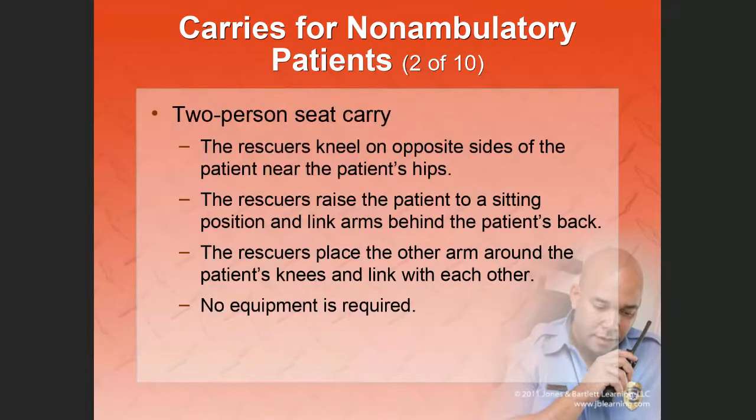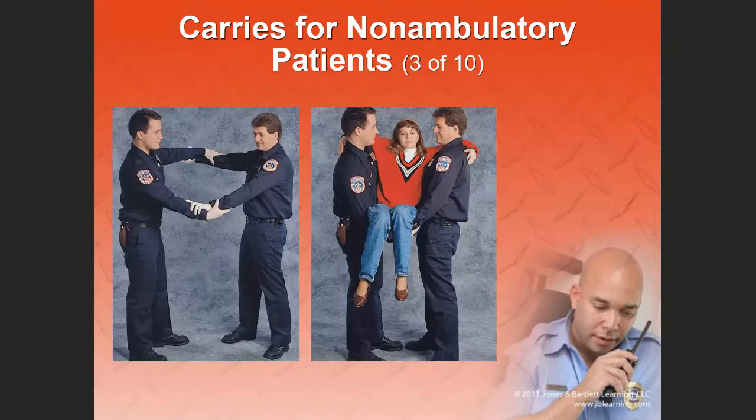You have the two-person seat carry. The rescuers kneel on the opposite side of the patient, near the patient's hips. The rescuers raise the patient to a sitting position and link arms behind the patient's back. And the rescuers place the other arm around the patient's knees and link with each other. No equipment is required. Can show you what that looks like. So that's one way of doing it. There's another way where you can do it using the figure four technique.